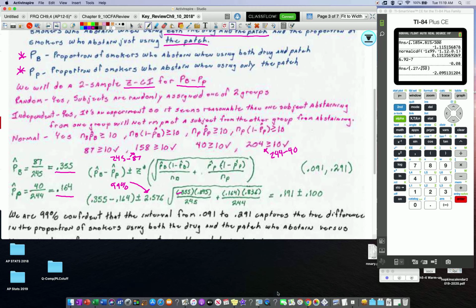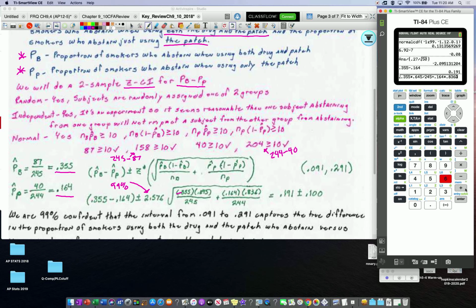So just to show you where these two numbers are coming from. So 0.355 minus 0.164. That tells you that the difference between the two proportions is almost 19%, plus or minus. What's my standard error? So I can go standard deviation of 0.355 times 0.645 divided by 245 plus 0.164 times 0.836 divided by 244.